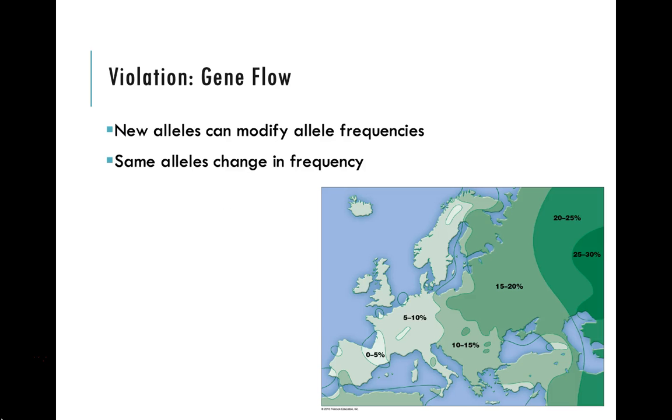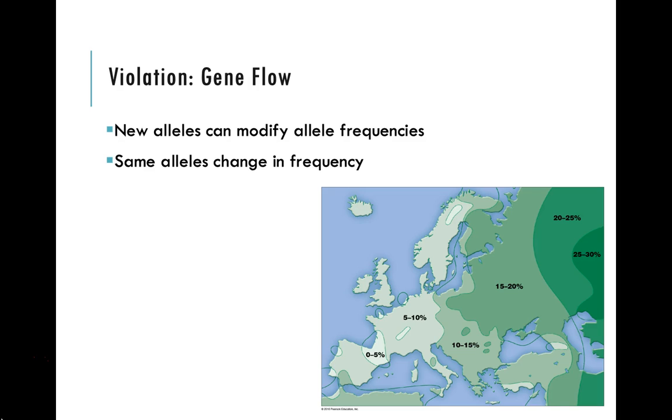So I have a couple examples of gene flow here, just to explain what gene flow is. If new alleles come in, they change the relative frequencies of all of the other alleles. Or if the same alleles come in, so it doesn't have to be a new allele, the same type of allele can come in, it still changes the frequency. And so the frequency can change based on the number of individuals that come in, how prevalent that allele is in the population.